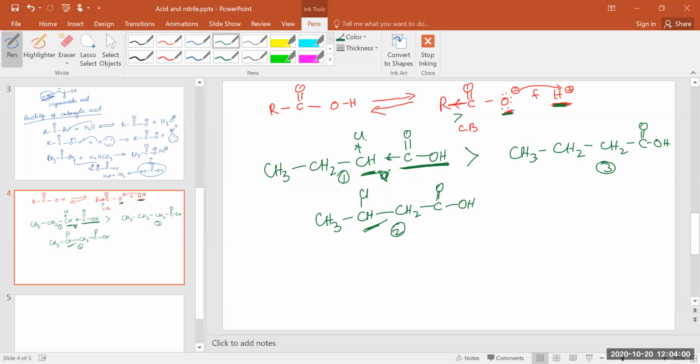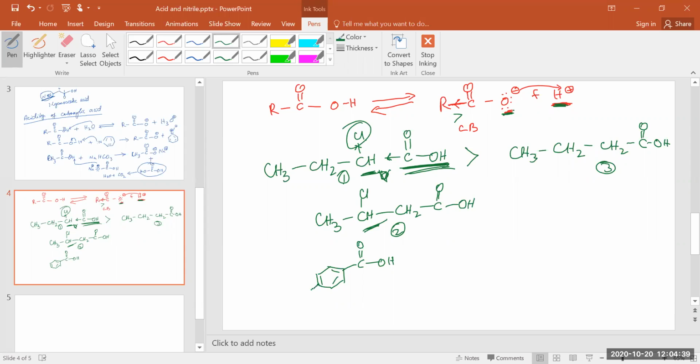Similarly, you can rank them based on the nature of the substituent. Like fluorine, chlorine and bromine. Bromine has less electronegativity, so if you substitute with bromine, then this will be less acidic than this one. The same thing is applicable for aromatic acids. And here again, you have to recall chapter 16.